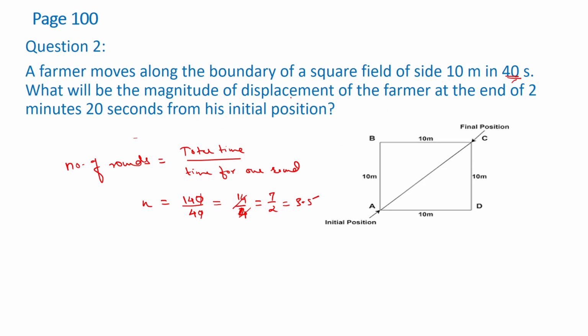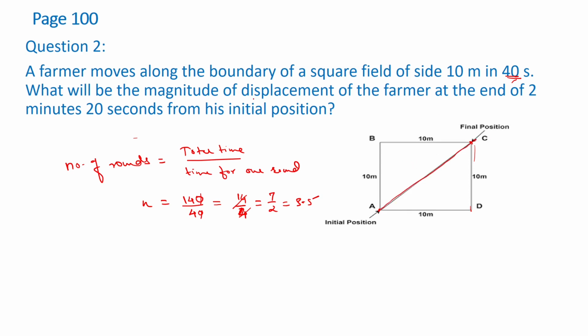Now we will find the actual position of the object after 3.5 rounds: the first round, then the second round, then the third round. After 3 rounds the object will be at the same position, and then for the remaining half round it will move to point B and then B to C. So you will find that the initial position is A and the final position is C. This is the shortest path between A and C.